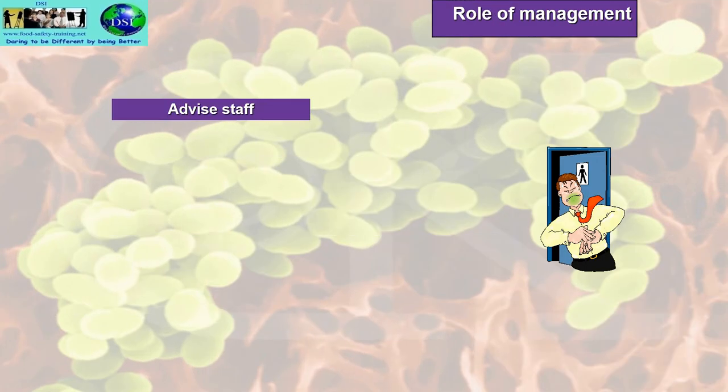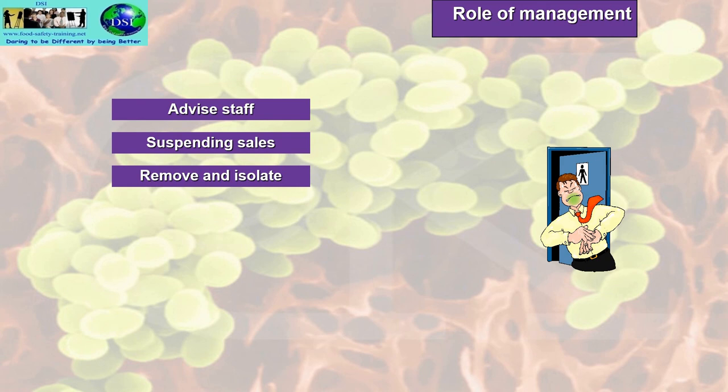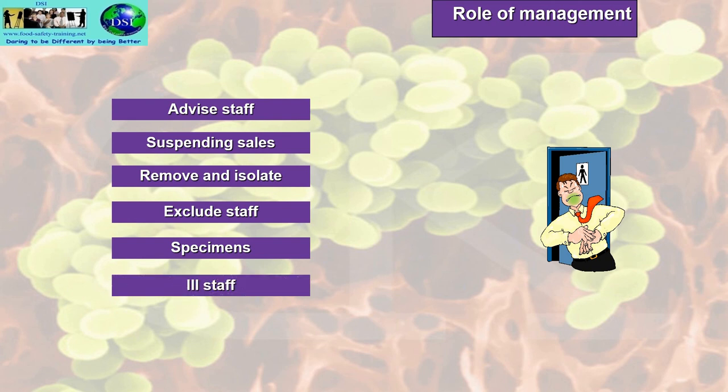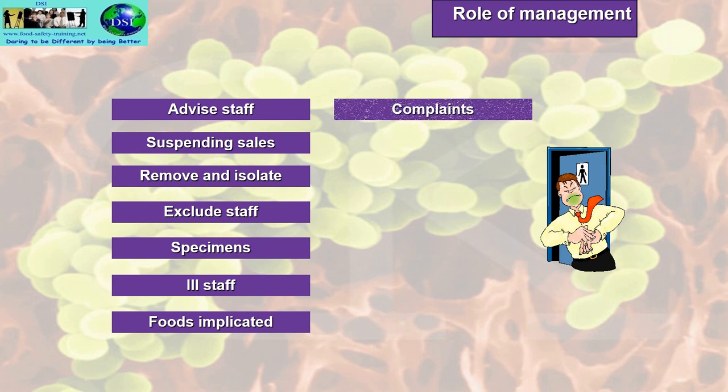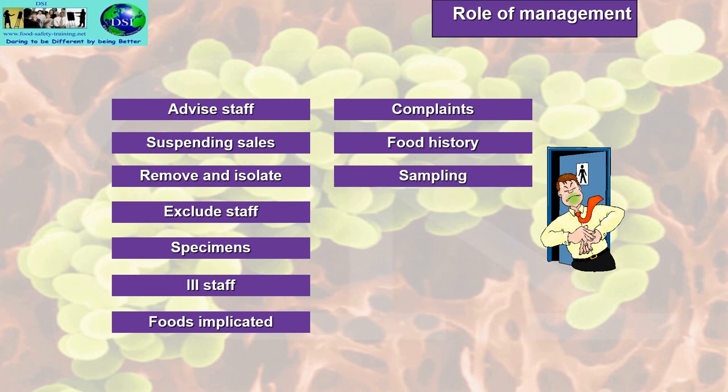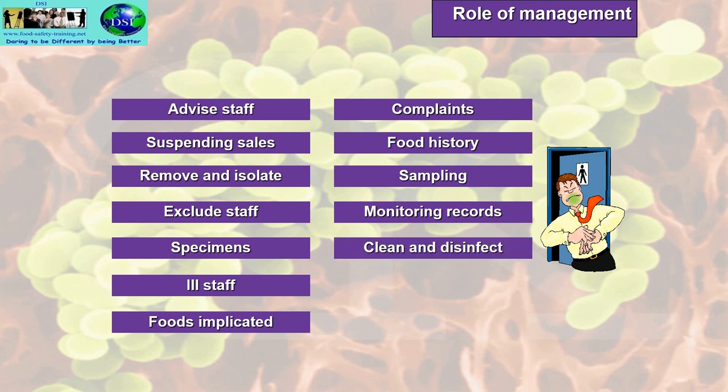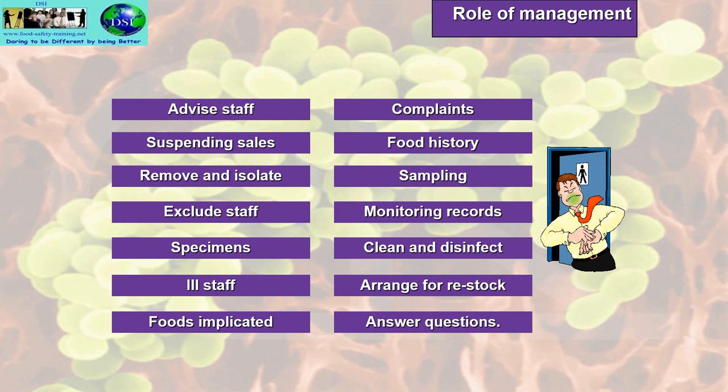So the role of management during a food poisoning outbreak is to advise staff, suspend sales, remove and isolate any of the food, exclude staff, take specimens. Ill staff must be identified to the investigating team. Any foods that have been implicated. What complaints have been made? What is the food history? Any sampling needs to be taken as well. Monitoring records, clean and disinfect, arrange for restock and answer questions. All these things are the role of management during the outbreak investigation.